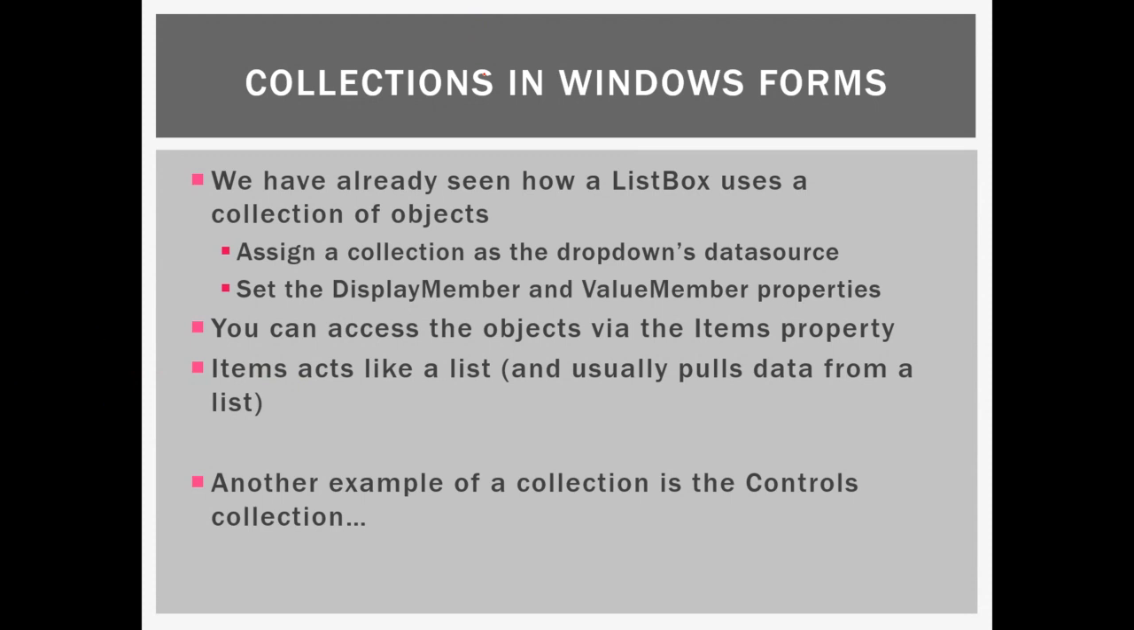We've already seen how the list box uses a collection. We did it when we did our file I/O, where I added every different line reading from the text file into the list box. So I did it one by one there when I had listbox.items. Items is the collection. So if you have a custom collection or you're working with some kind of array list, and you want to show them all in a list box, rather than going through one at a time and adding them all individually, you can assign your collection as the data source of a drop-down or list box, and then set the display member and value member properties.